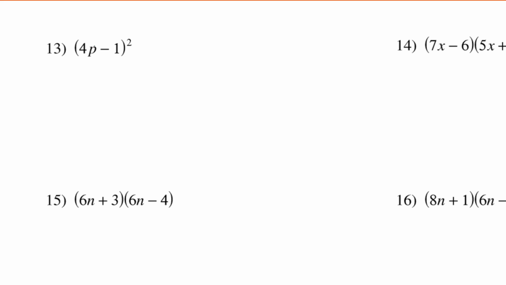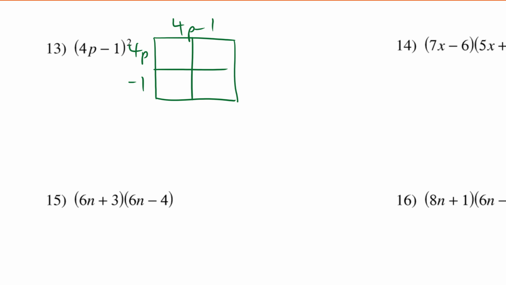Yeah. This is just like, it's a rectangle. No, it's a square, sorry, isn't it? Yeah. It's a square where this side is 4p minus 1 and this side here is 4p minus 1. So it's just a square like that, where both sides of my square are the same length.